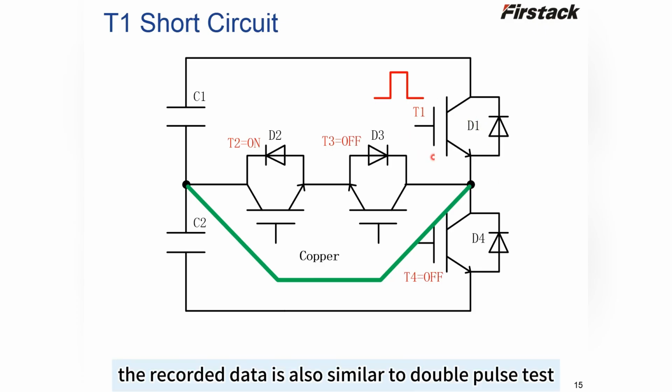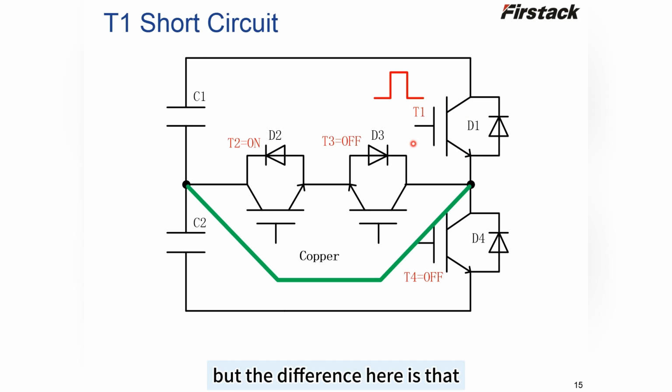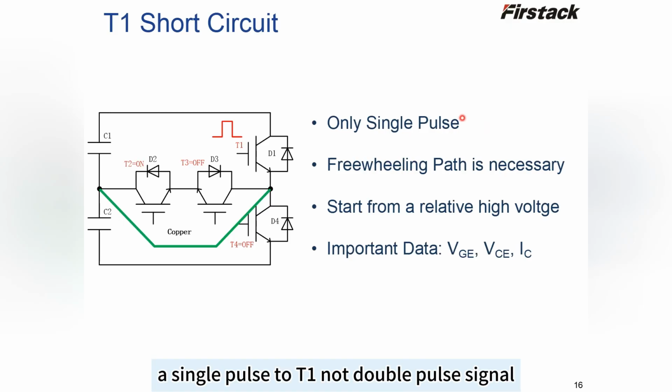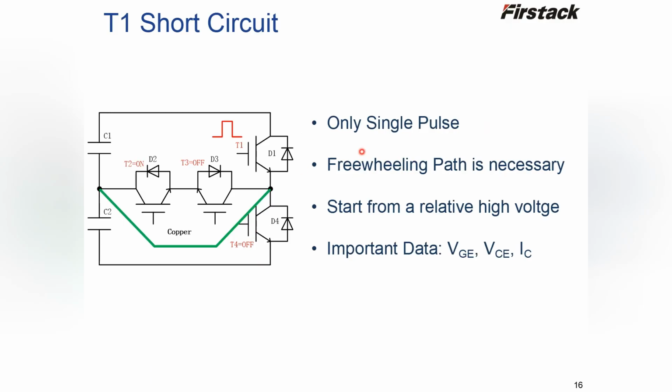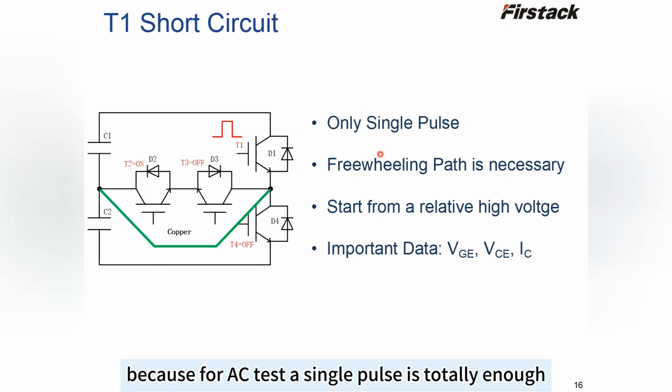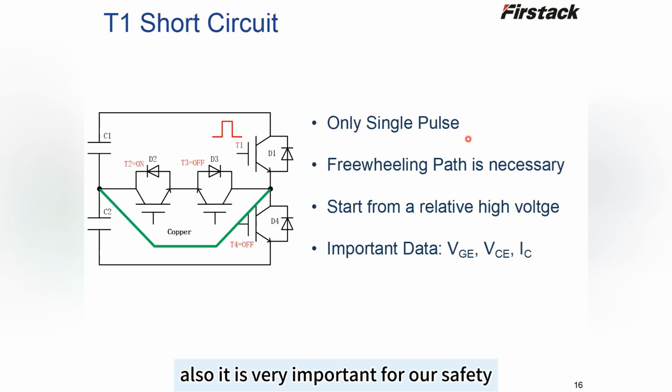The recorded data is also similar to the double pulse test, but the difference here is that we now give only a single pulse to T1, not a double pulse signal, because for SC test, a single pulse is totally enough. Also, it is very important for our safety.